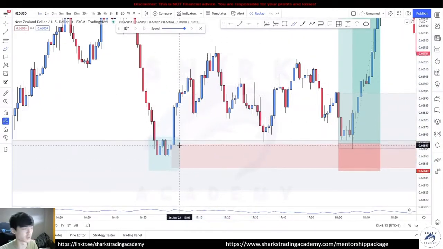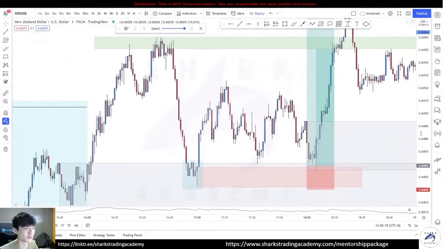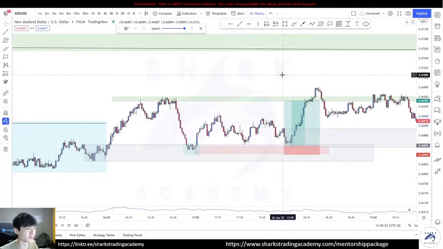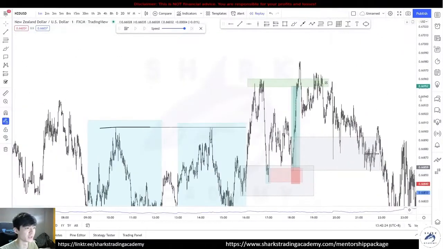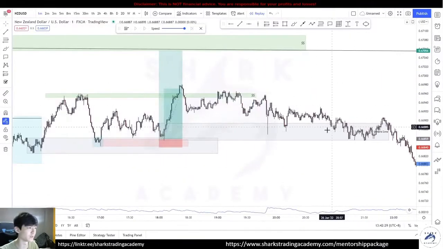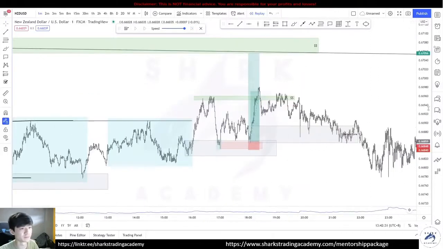I was looking for this demand instead, and indeed got tapped in, and this went for a 1:5, right? For my first partials, and I allowed the rest to run towards the trendline liquidity, which didn't meet its target. It's fine, right? The remaining stopped out at break even.